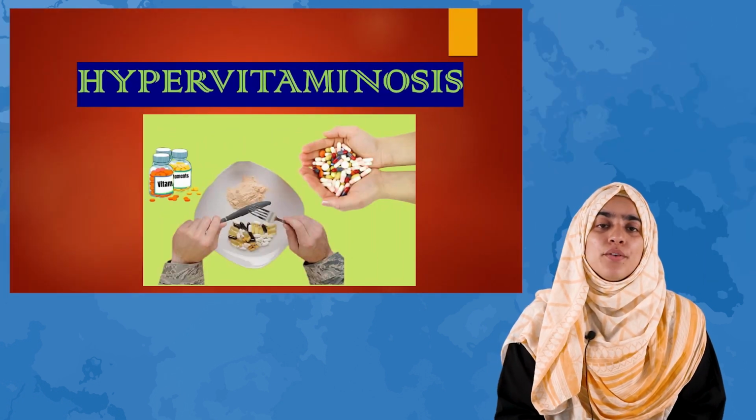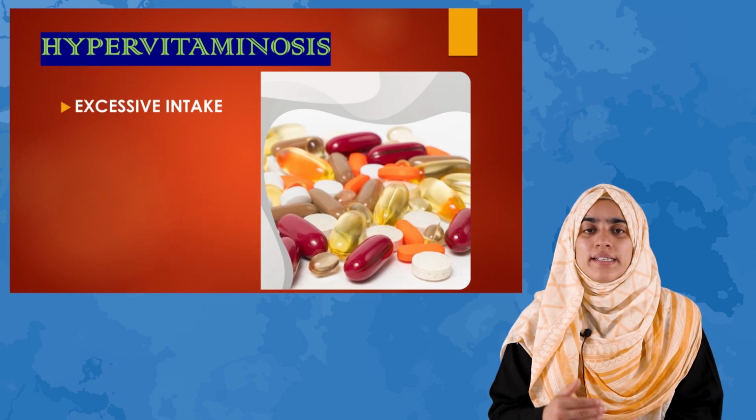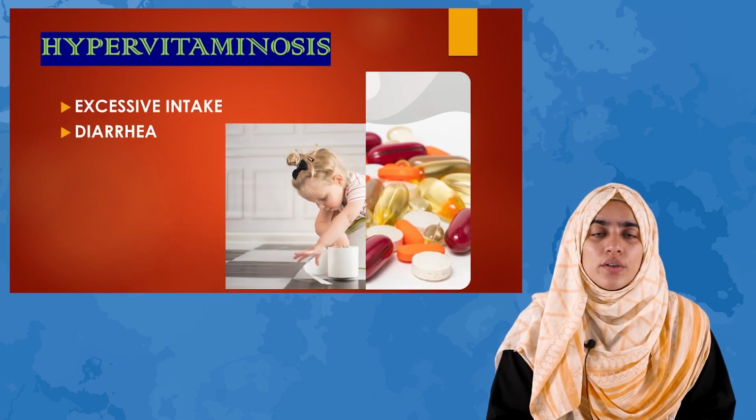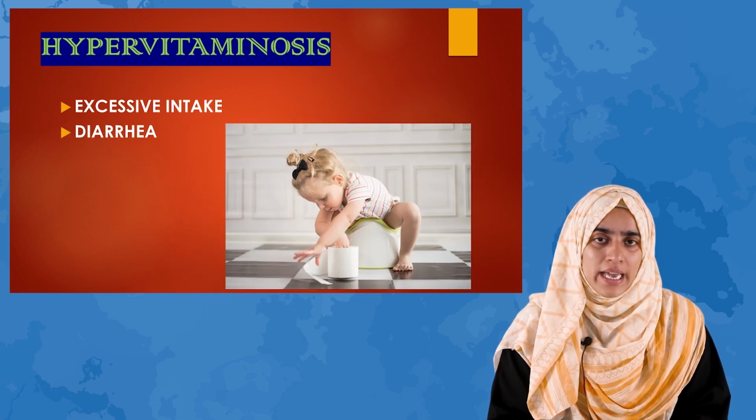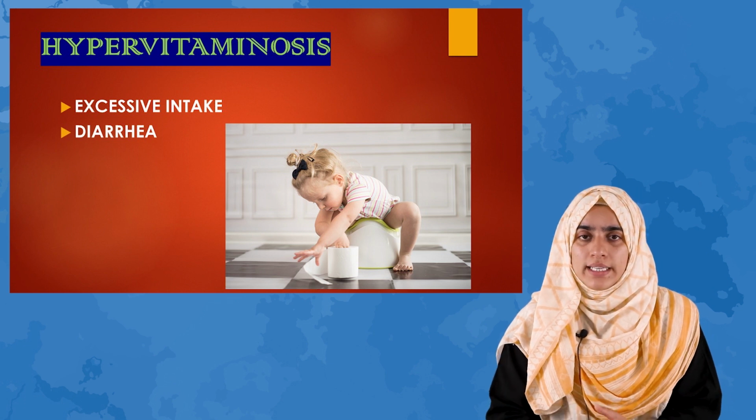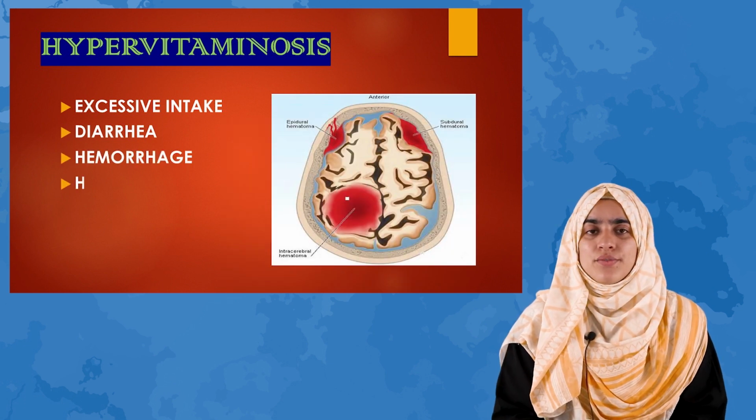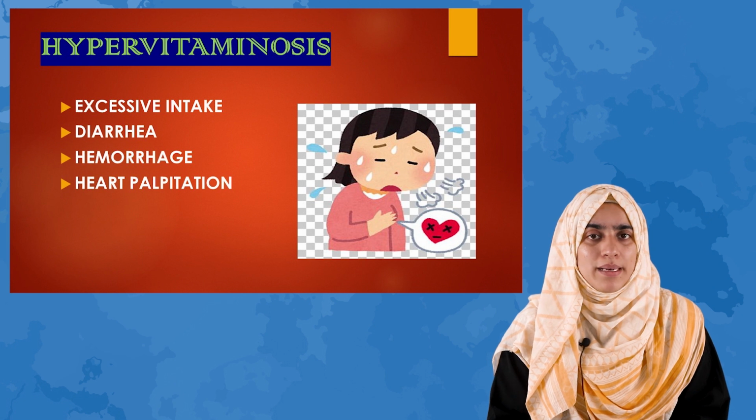Again, hypervitaminosis K: when there is an excessive intake of vitamin K, it can lead to diarrhea, hemorrhage, as well as heart palpitations.